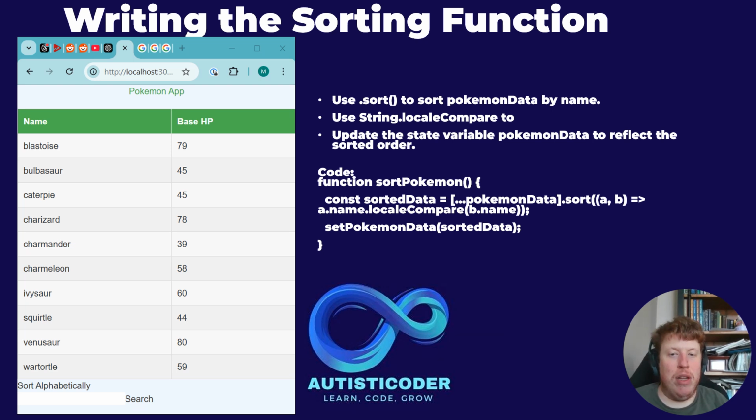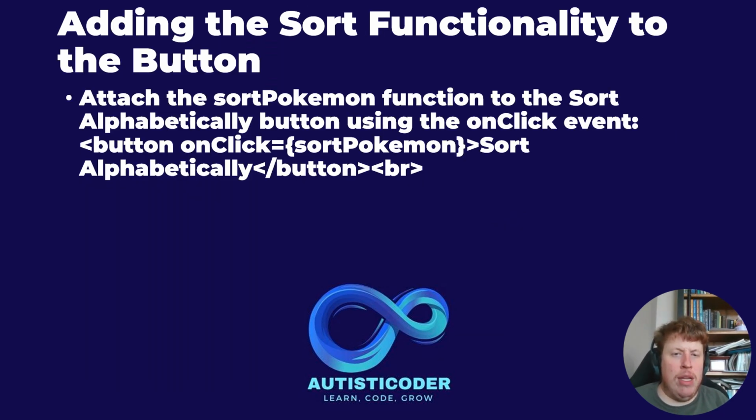Here's the sorting function. We use the .sort method and JavaScript's localeCompare to compare the Pokemon names alphabetically. This updates the Pokemon data state variable with the new sorted order. Now let's tie the sorting function to our button. Using the onClick event, we call sortPokemon whenever the button is clicked, dynamically reordering the table.